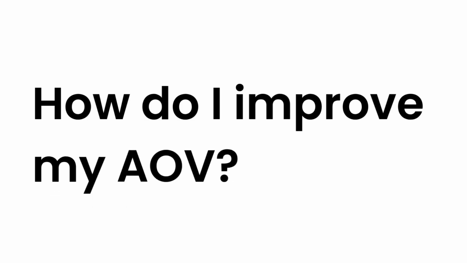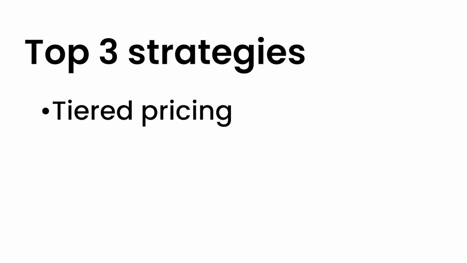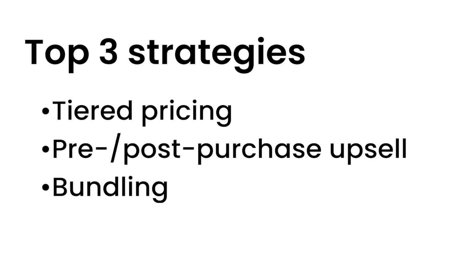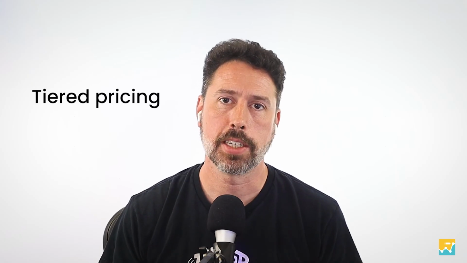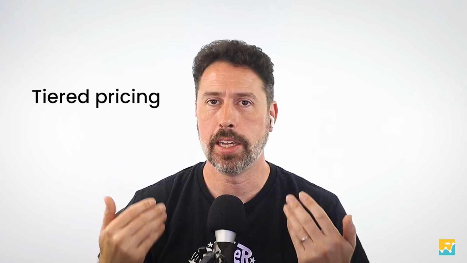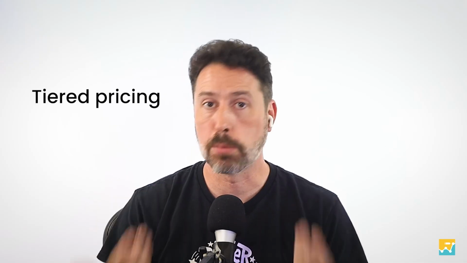So when you're looking to improve your AOV, we're going to talk about tiered pricing. There are a number of ways to do this, but we're going to look at three main strategies: tiered pricing, post-purchase upsells, and bundling. All right, so let's look at the first one, tiered pricing. This is very common in info products, in coaching, in membership sites. Not so common in e-com, but very common within digital products.